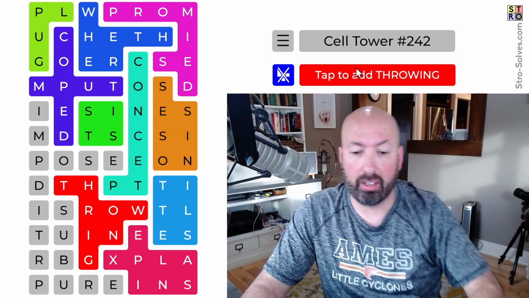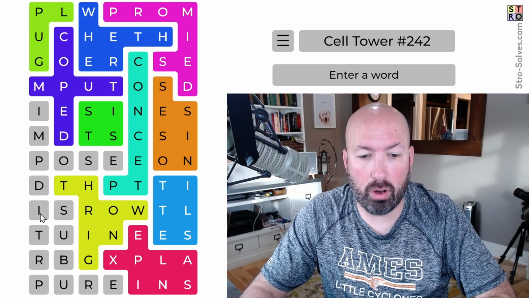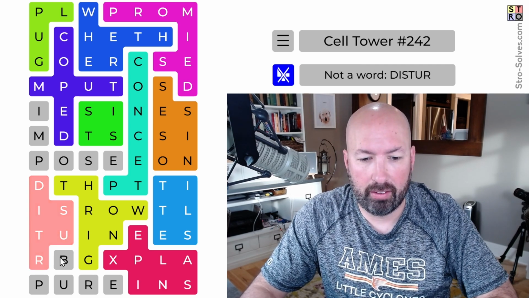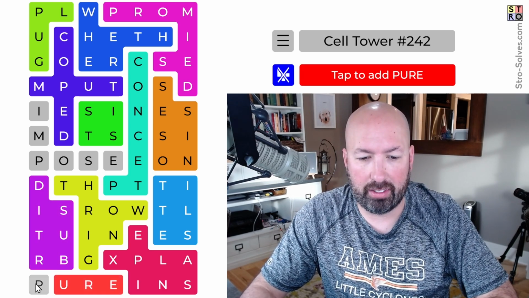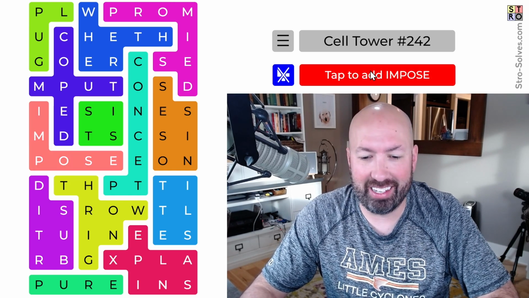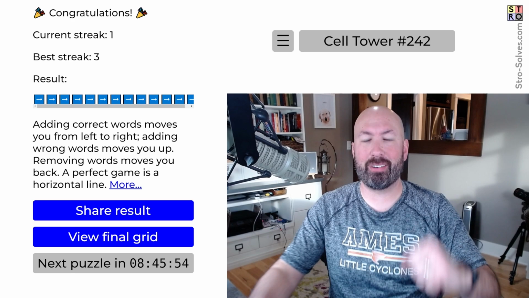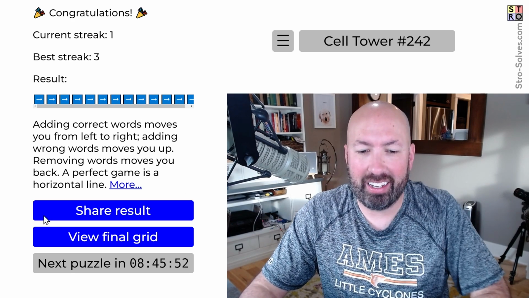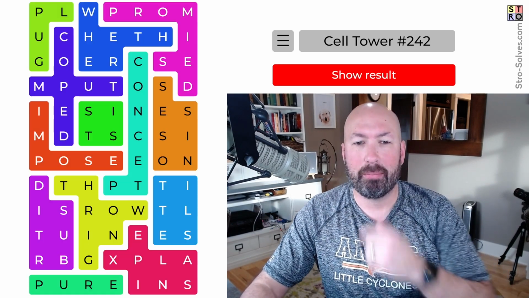Throwing. I am not throwing this puzzle. As the kids would say. And impose, as my kids would say anyways. All right, there we go. Got it with no mistakes. There was a few almost mistakes in there, but interesting.